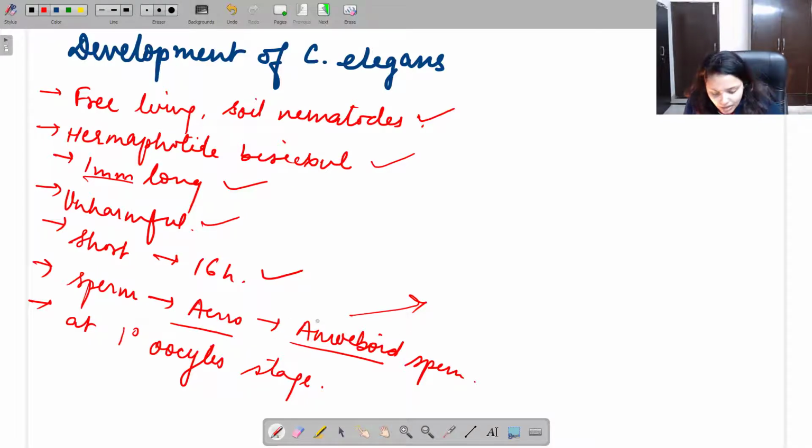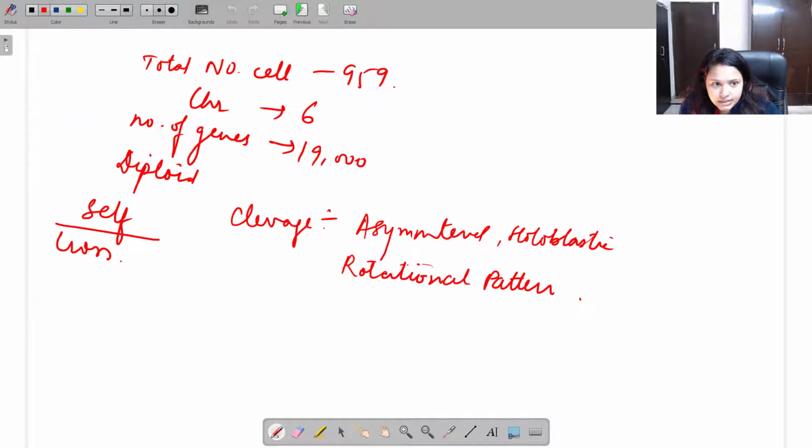Okay, next, fertilization mostly occurs at the primary oocyte stage. Next feature is, let's see, the total number of cells is approximately 959, and the chromosome number is approximately 6. The total number of genes present in C. elegans is 19,000. These are very straightforward questions, and these mostly come in the exam. And this whole organism is in a diploid stage, diploid in nature.